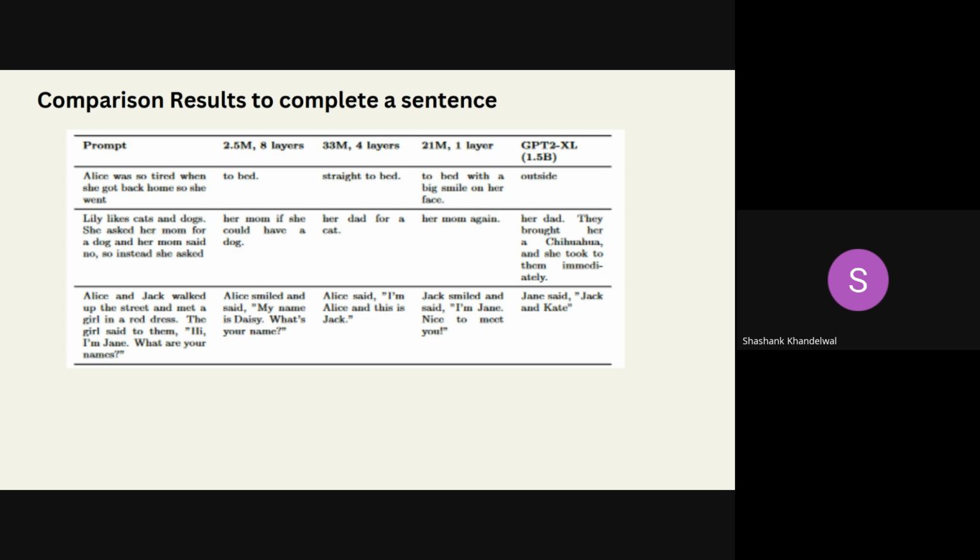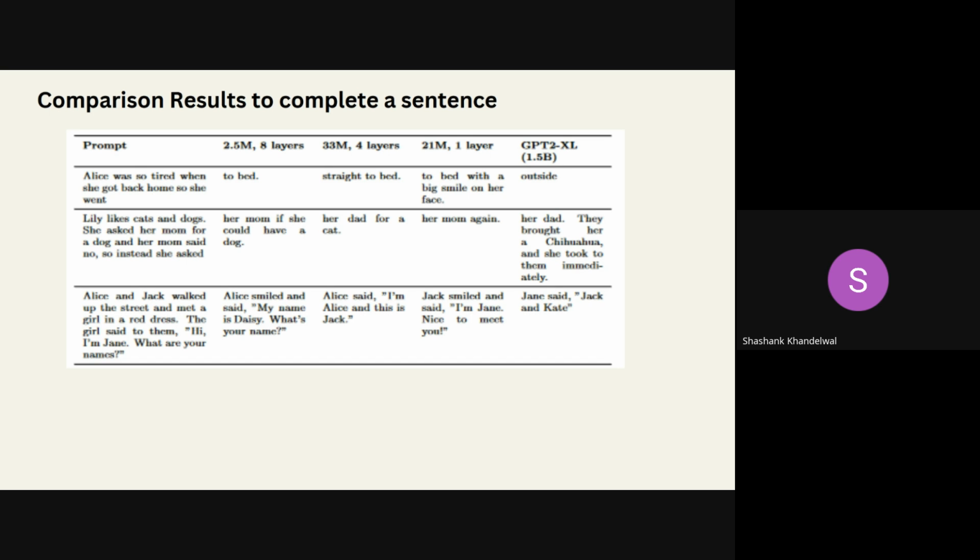Okay. So GPT-2 tried to be creative, but it was out of context. Now if we talk about the second prompt: Lily likes cats and dogs. She asked her mom for a dog, and her mom said no. So instead, she asked... Now, if we try to complete this sentence, we would think that Lily has already asked her mom about a dog, and her mom has denied it. And she also likes cats.